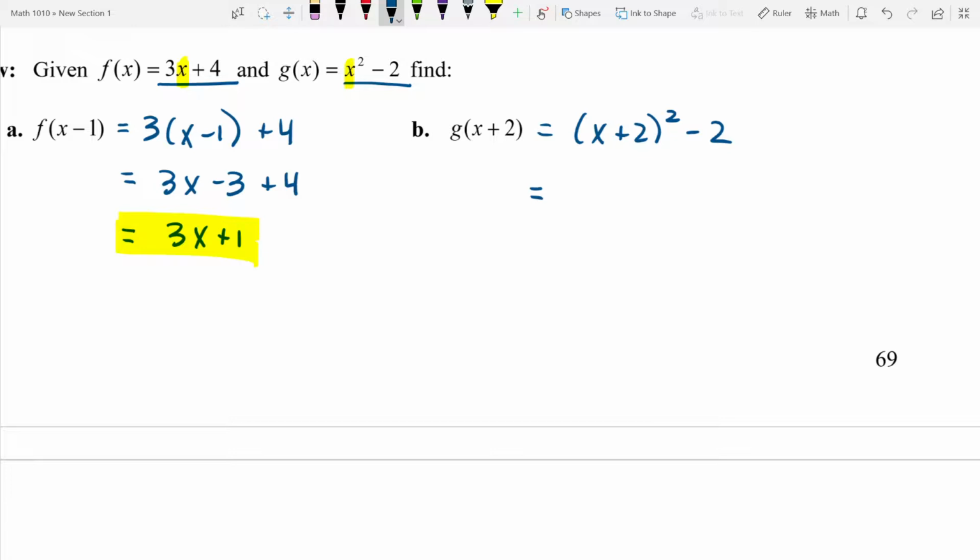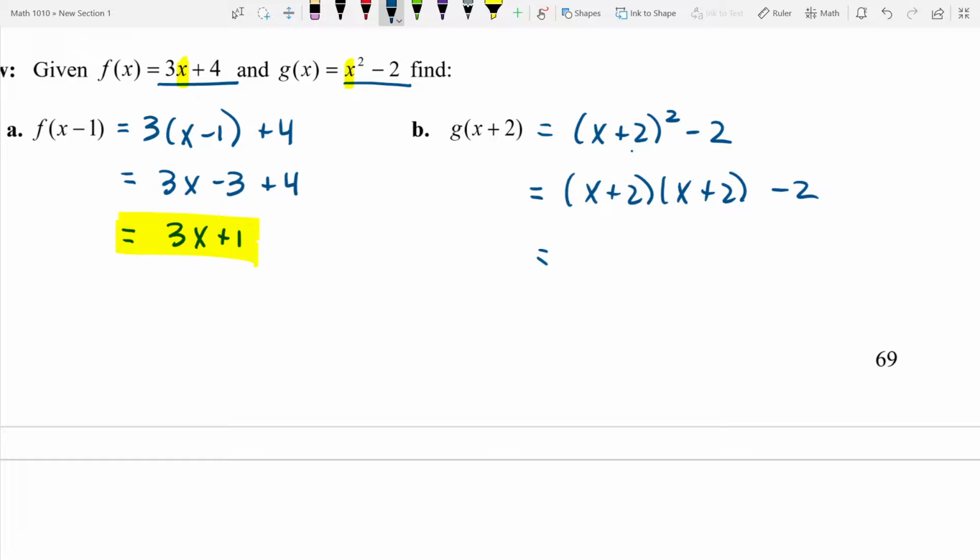And even if you don't write it twice, so I'm just going to be honest with you. Write it twice. X plus 2 times x plus 2 minus 2. And then I'm going to tell you, I wouldn't even write it twice. You don't have to write it twice. You can go straight from here to multiplying it in your head, if you can do that.